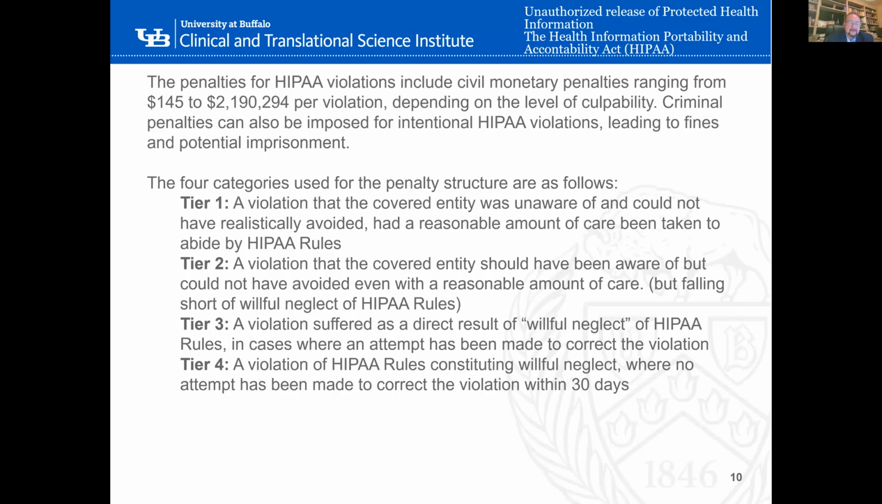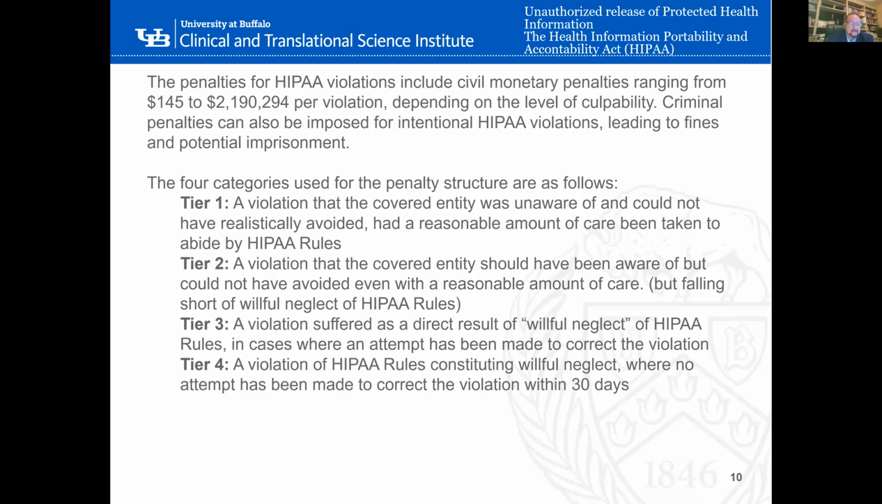So the penalties are pretty severe. It can be up to over $2 million per violation. That's per physician per year. And so if you have lots of patients, they can amount up. It used to be it was infinite, but now it's down to each doc can be charged $2,190,294 per violation. And that's from multiple people's records that you had being released.